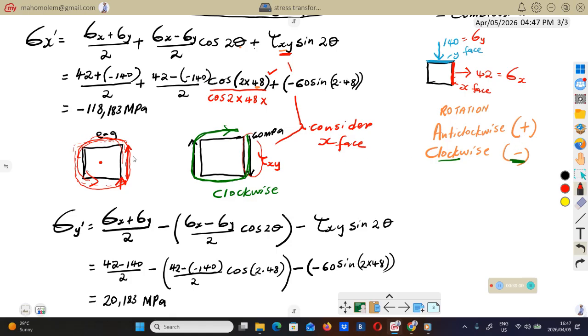Meaning that if you have an upward arrow on this x face, on the right hand side of this element, remember x face will have two sides, this side here and this one, but you must focus on the right hand side of the x face. If you have upward arrow, the shear stress will be positive. If you have downward arrow, shear stress will be negative.